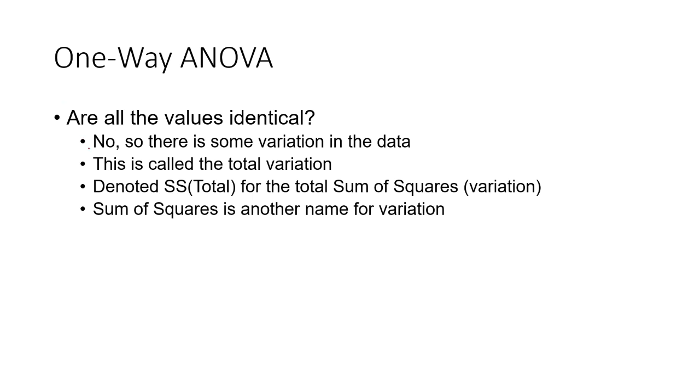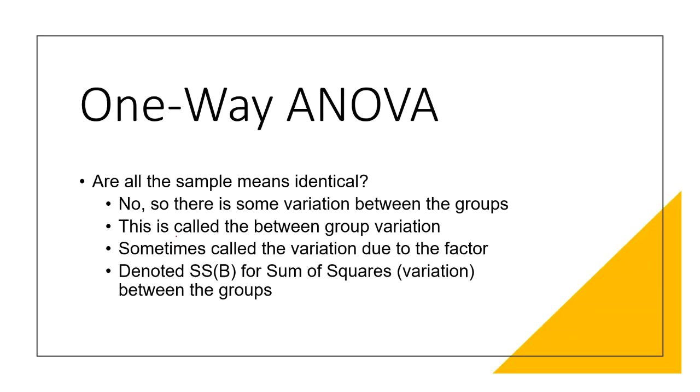So here, since all the values are not identical, there is some variation in the data. This is called the total variation. This is denoted by SS total, the total sum of squares, that is variation. Sum of squares is another name for variation. So here, are all the sample means identical? There is some variation between the groups, and this is called the between group variation. That is denoted as SSB, or sometimes sum of squares between treatments.